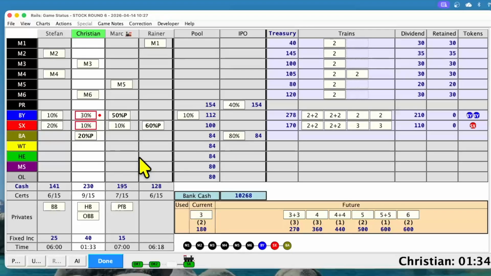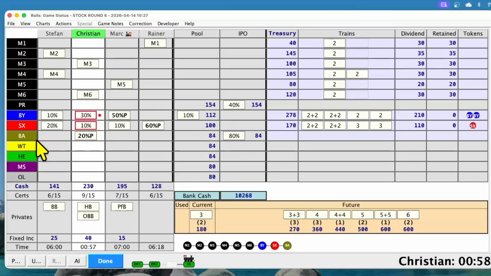1835 utilizes a rigid company release structure. Share companies are divided into 3 groups. First group, Bavaria and Saxony. Second group, Baden-Württemberg, Hessen. And third group, Mecklenburg and Oldenburg. The first share of a group only becomes available when all shares of the previous group have been sold. So the Baden director only became available because all Bavaria and Saxony shares were sold.